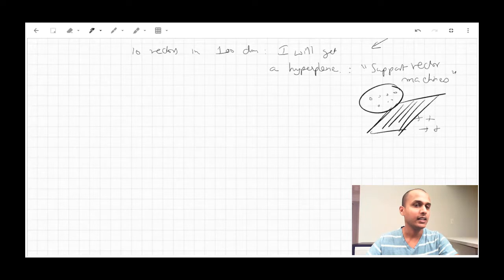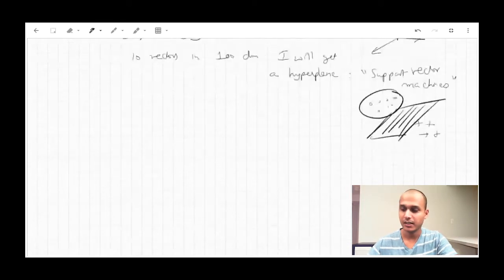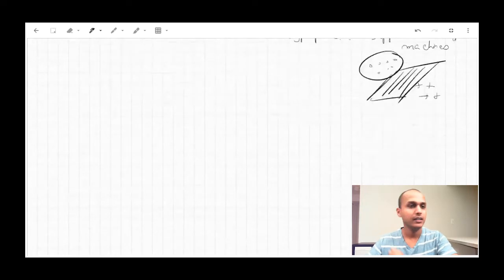So the hyperplane is nothing but a span of a bunch of vectors, which doesn't span the whole ambient space. In this case, for example, there were two three-dimensional vectors. They didn't span the whole three-dimensional space, right? Okay, so that's span.